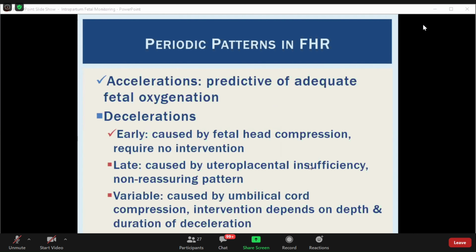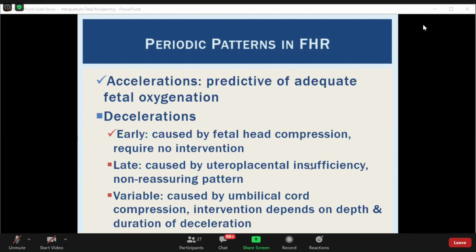Now, late decelerations. These are your problem child. Late decelerations are caused by uteroplacental insufficiency, which is just what it sounds like. You are not getting sufficient blood flow, not getting sufficient oxygenation through that uteroplacental unit. They are a non-reassuring pattern. So anytime you see late decels, forget the coffee break, forget lunch. It's not going to happen right now, okay? You are concerned about this.